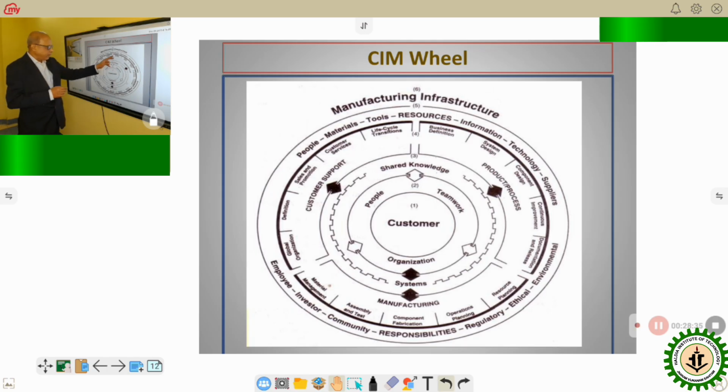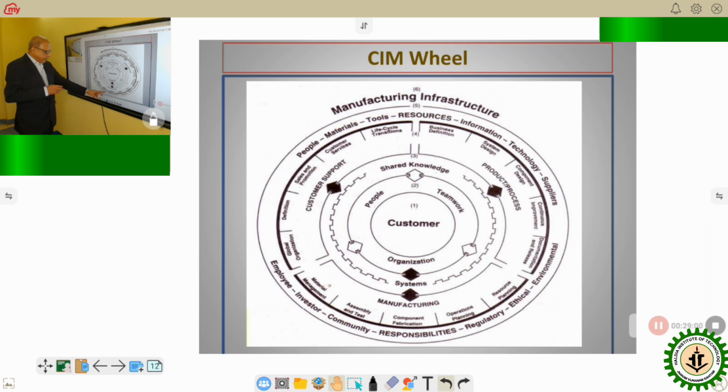So system design, business definition, life cycle transition, customer service, sales promotion. So wide varieties of activities to be carried out. And finally, at the last level, we have the people, materials, tools as resources, and of course information technology and suppliers or vendors to have a very successful and efficient supply chain.